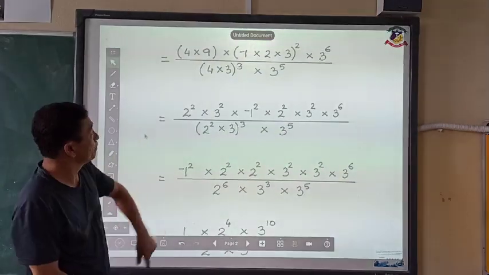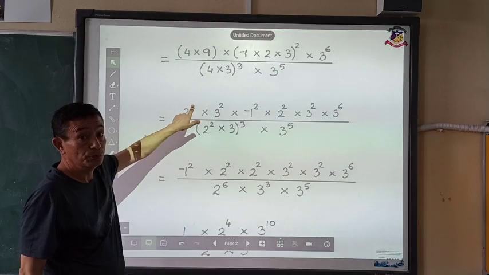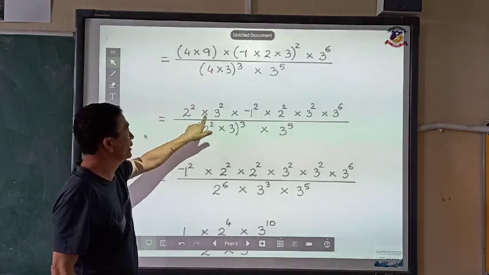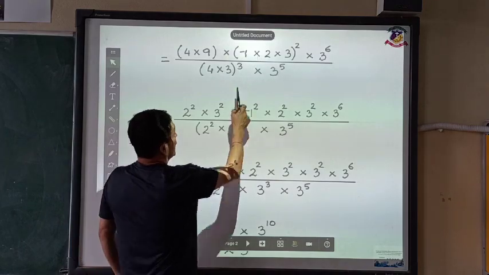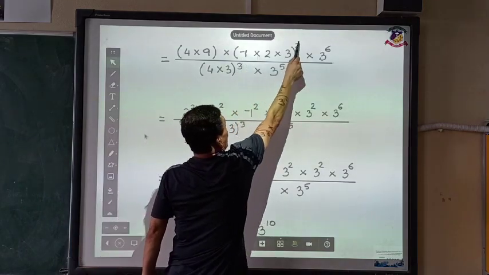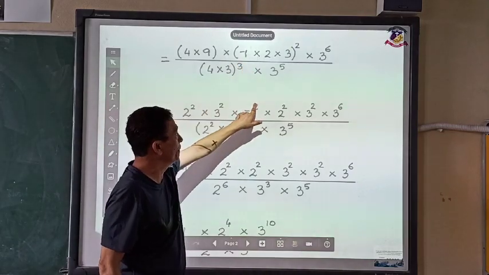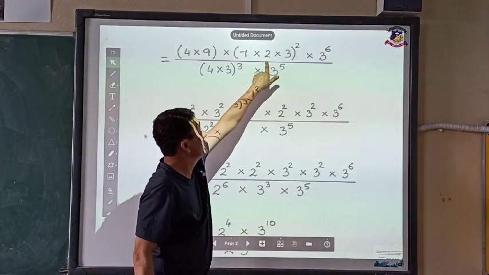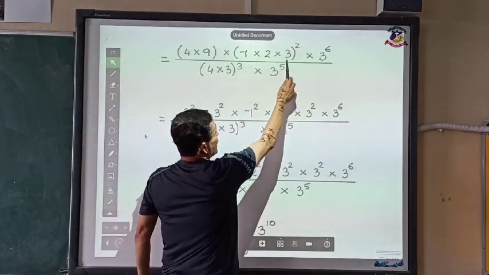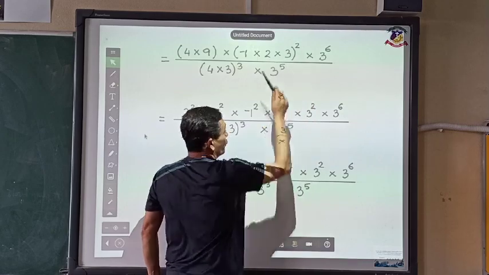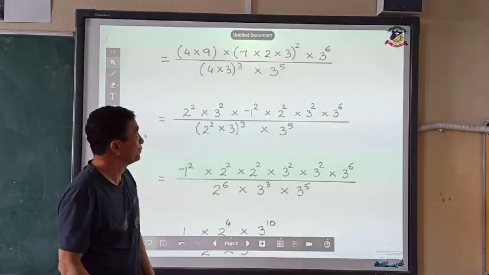Now from there, 4 can be written as 2 to the power of 2 and 9 can be written as 3 to the power of 2. Multiplied by, so negative 1, this is whole square. So I bring the square here. So this becomes minus 1 whole square. Multiplied by, this 2 again has a power 2, so 2 to the power of 2. Similarly, multiplied by 3 to the power of 2. And multiplied by 3 to the power of 6 comes down.